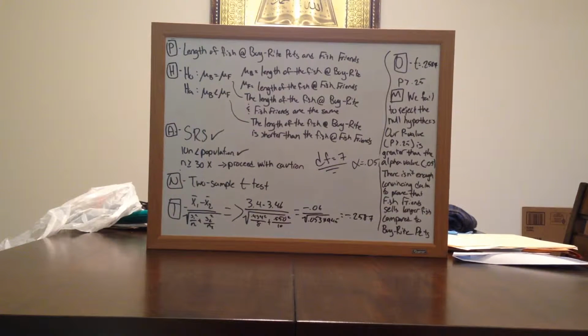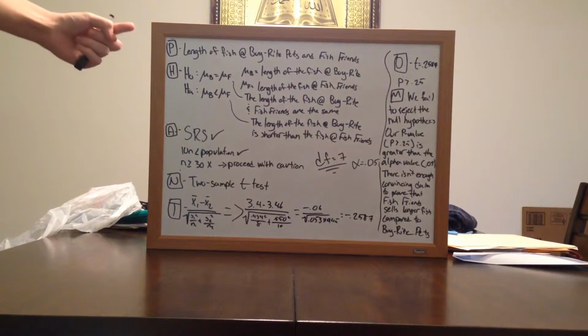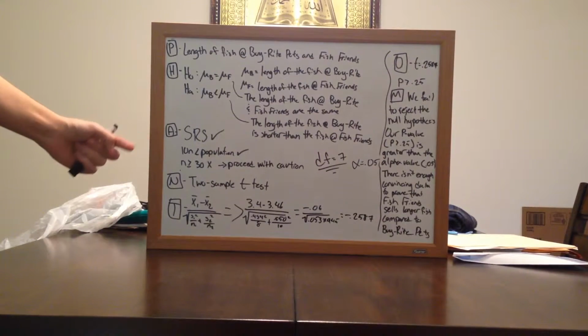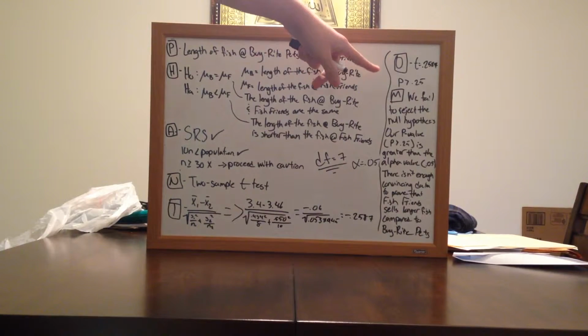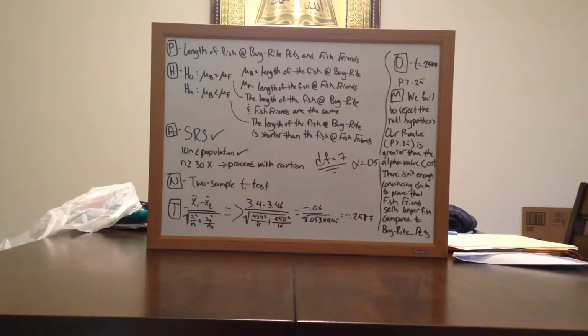The question asks, do the data provide convincing evidence that the mean length of the adult fish of the species from Fish Friends is greater than the mean length of the adult fish from the same species from Buy Right Pets? So, we set up our PHANTOMS. P means parameter, H is hypothesis, assumptions, name of the test, observations, and making the statement. So our parameter in this case is the length of fish at Buy Right Pets and Fish Friends.